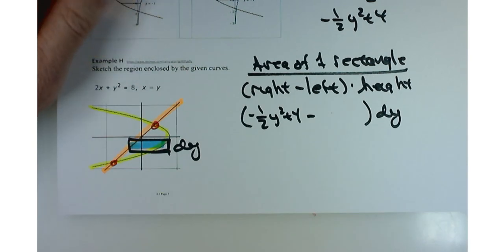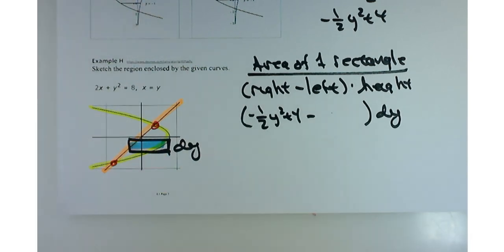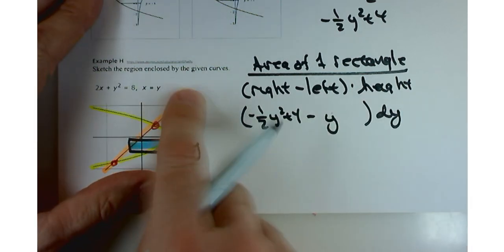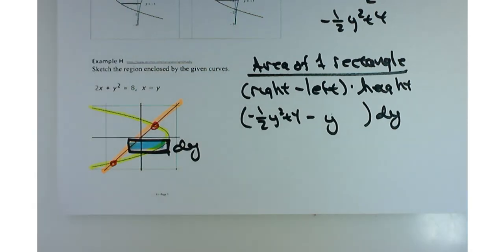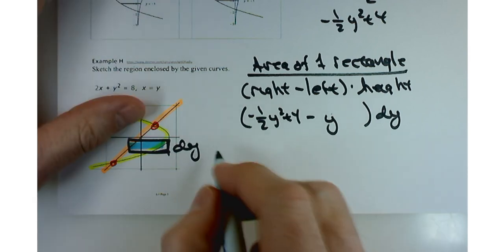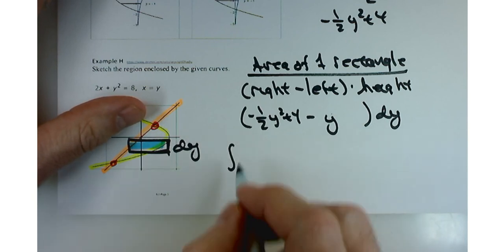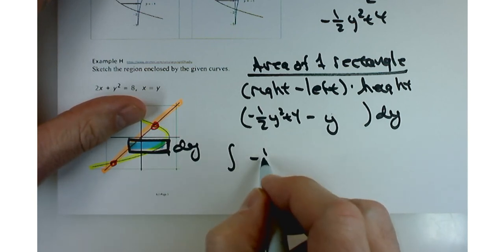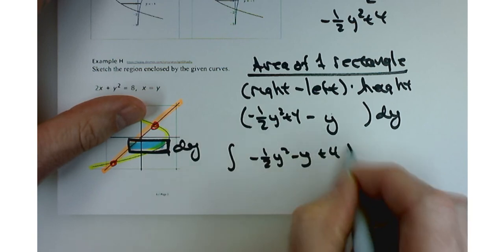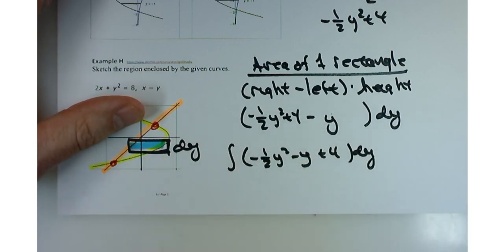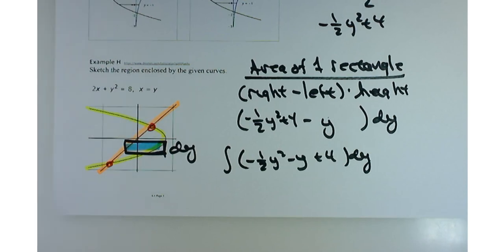minus the leftmost function. What should I put in for the leftmost function? Y. Good. Now it's true that y equals x, but because we've got that dy term there, that's telling us we've got to put this in terms of y. All right, great. So here's your integrand: negative 1/2 y squared minus y plus 4 dy. But we're missing one crucial element here.